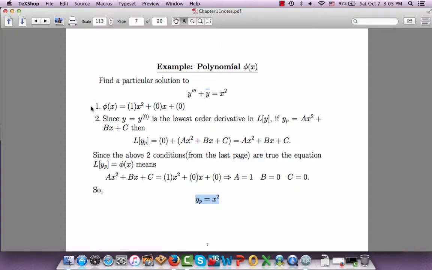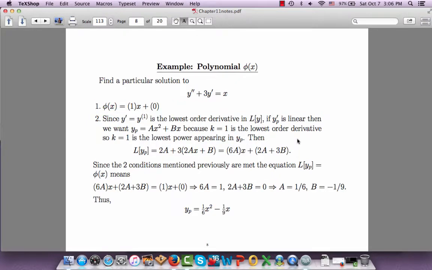Remember, these two things that we have here are the two things we mentioned before. We had to be able to write phi of x as a linear combination of some functions, so that L of y_p is also a linear combination of those functions, so that we can actually compare the two. Let's look at a little bit more complicated example.